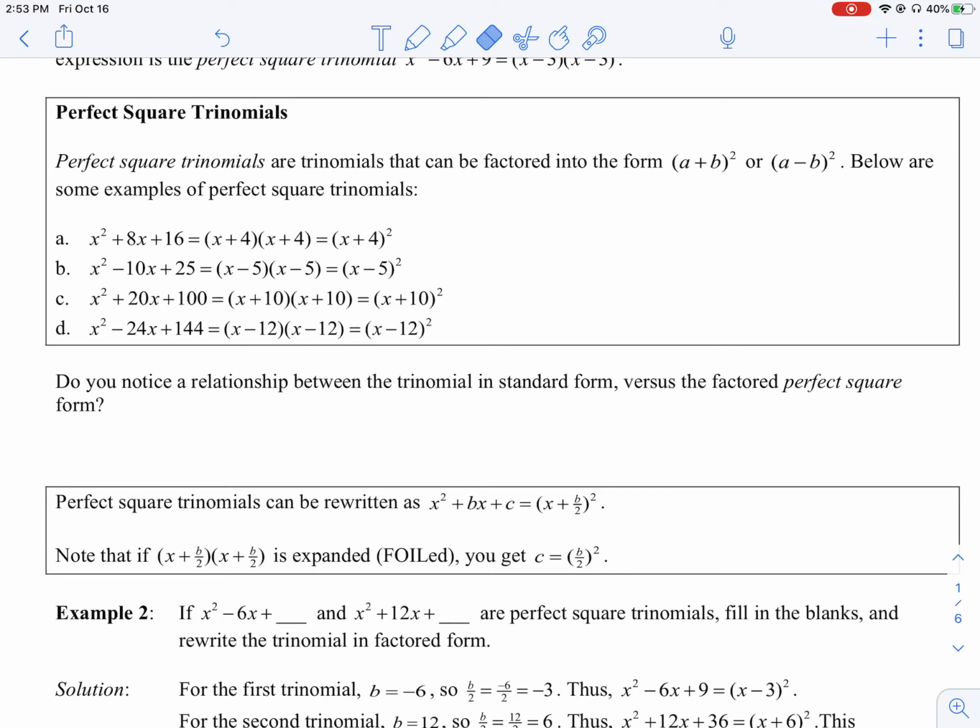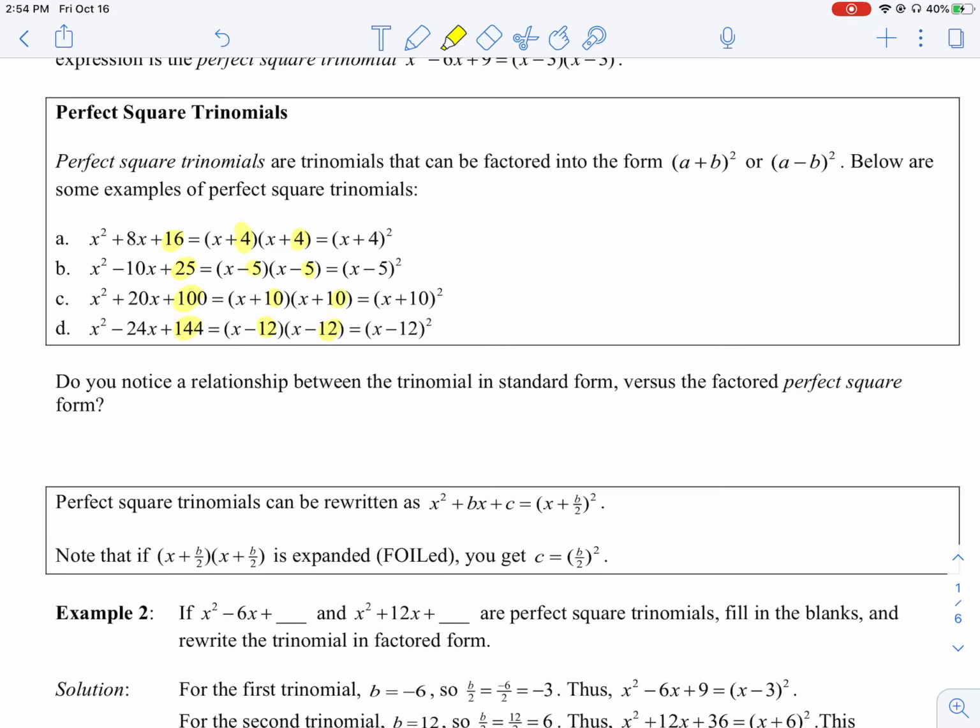And they're called perfect square trinomials for one reason: if you look at their c values, they are all perfect squares. So 16 will give us 4 times 4, 25 will give us 5 times 5, 100 will give us 10 times 10, and 144 will give us 12 times 12. But if you take a look in here, 4 times 4 for 16.